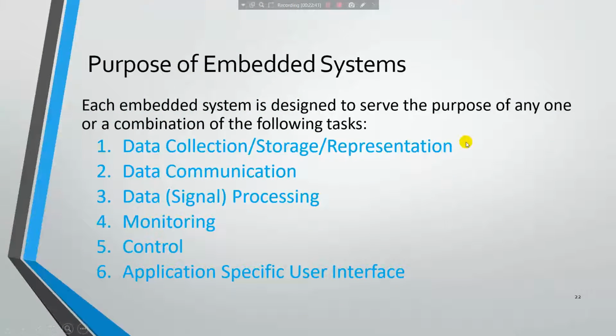So next is the purpose of embedded systems. Now, what is the purpose of embedded systems? You can see here, it is designed to serve the purpose of one of the applications or a combination of tasks. It may be data collection, storage, representation, data communication, data or signal processing. It can be monitoring, it can control, or it can also have an application specific user interface.